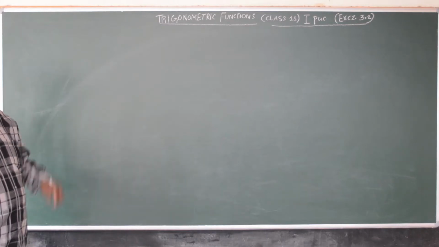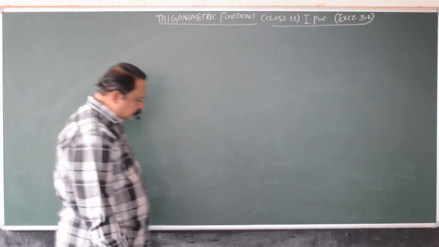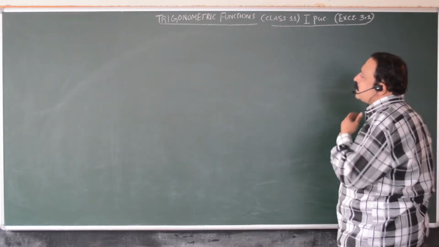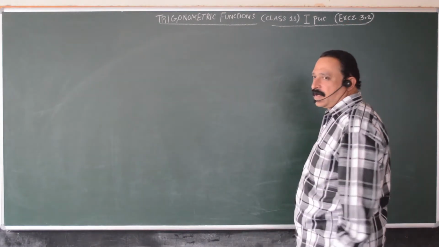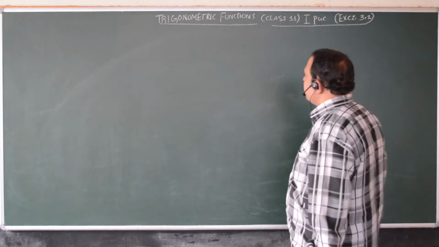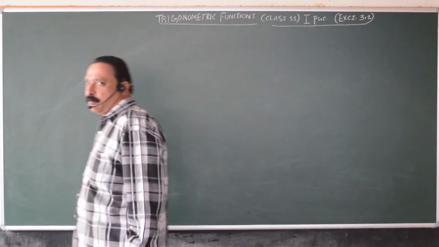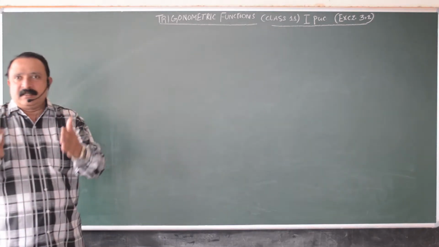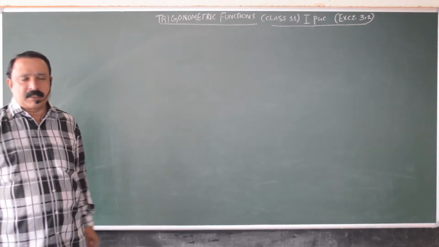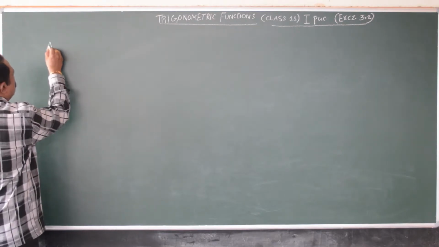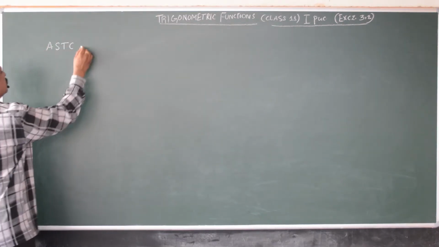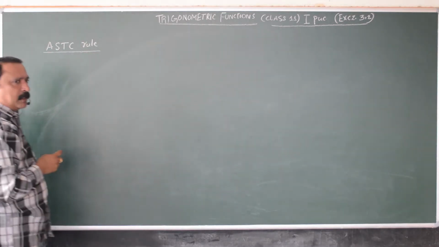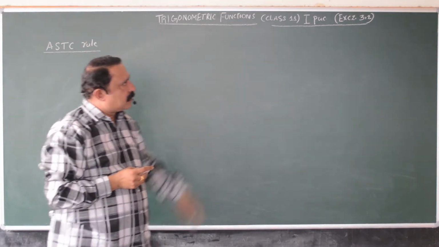So now let's learn the solutions to the problems of exercise 3.2 from the lesson trigonometric functions of class 11, first PUC. Now, before doing the problems from this exercise, let us first know the basic things that we should know to do the problems. You should know a rule called the ASTC rule to do the problems of exercise 3.2.